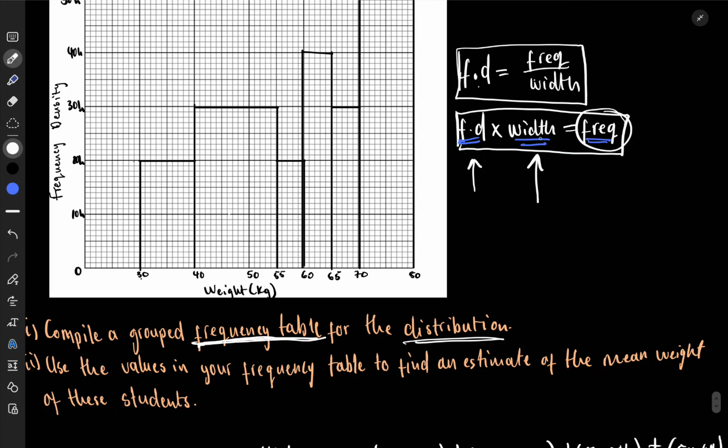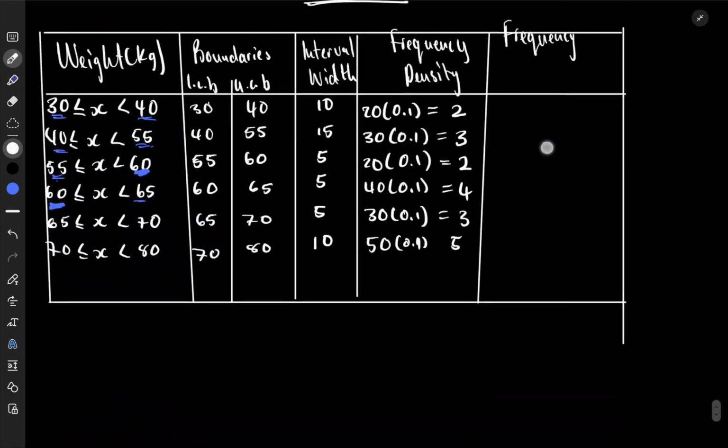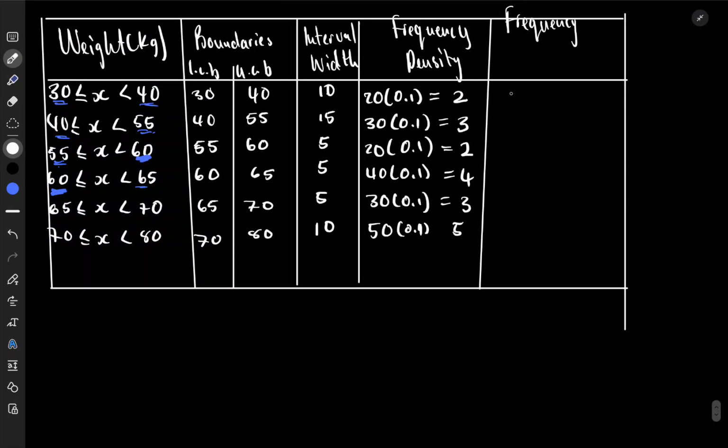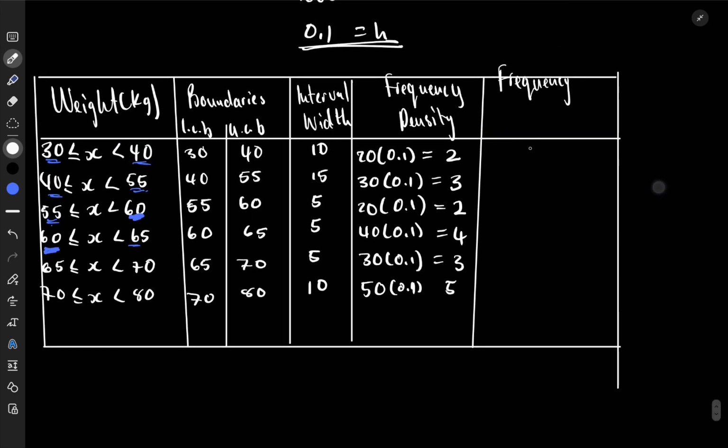It is the frequency density times the width. So I'll be multiplying width times frequency density. I'll get frequency. So 10 times 2, I'll get 20. 15 times 3, I'll get 45. 5 times 2, 10. 5 times 4, 20. 5 times 3, 15. 10 times 5, 50. And this would be my table.